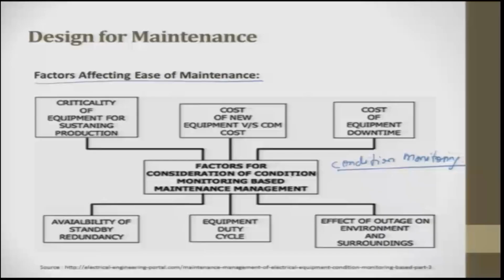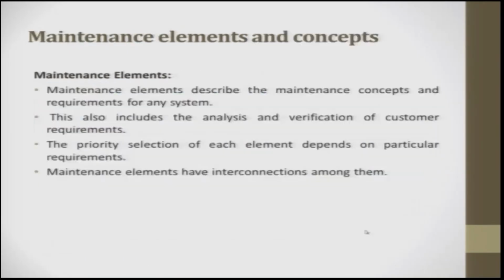Condition monitoring can be for a compressor, for a car, for a cutting process, for a refrigerator or air conditioner. Everywhere today there is condition monitoring, because sensor technology has become more energy efficient and reliable. So, the criticality of the equipment, cost of new equipment, cost of equipment downtime, availability, equipment duty cycle, and effect of outage on environment and surrounding place. These are the 6 factors which are to be considered for condition monitoring.